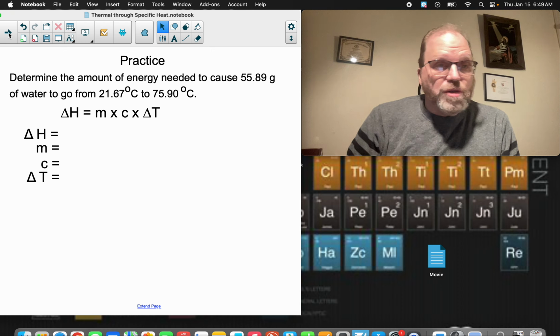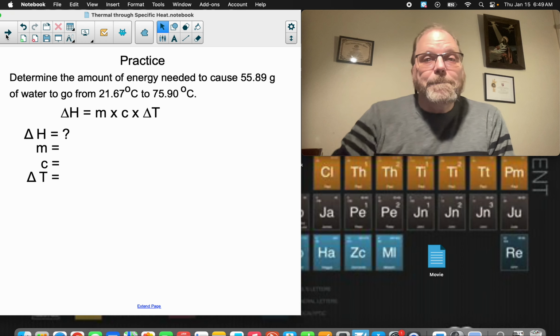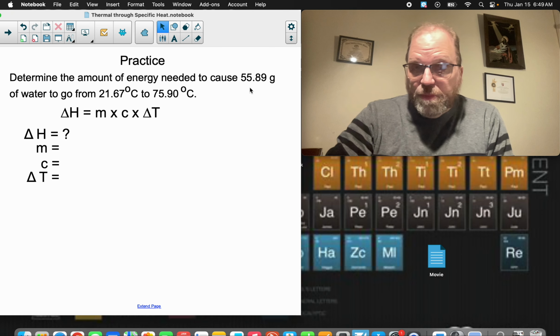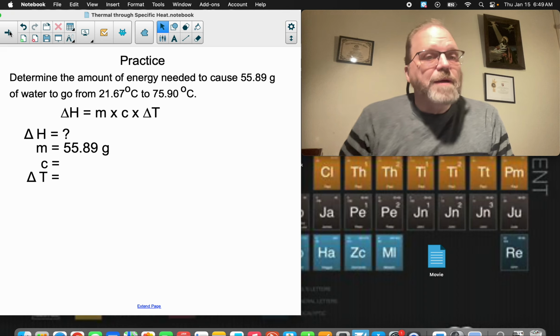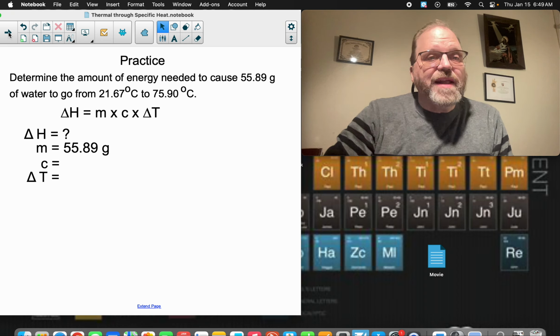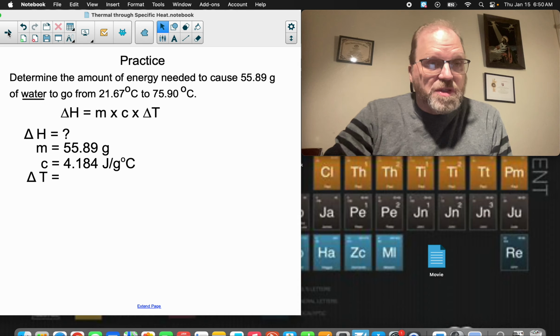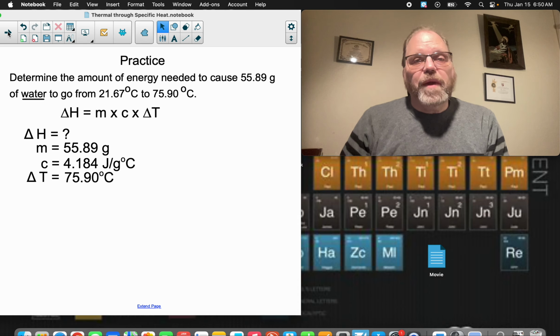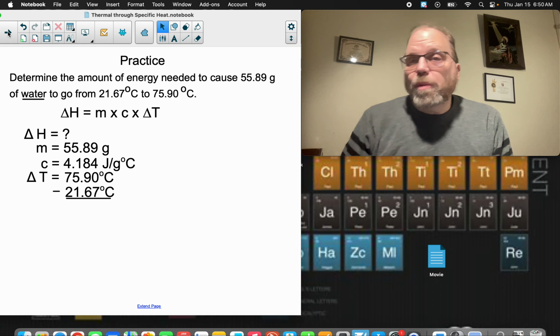Do we know delta H? Well, determine the amount of energy, so that's my question mark. That's what I'm looking for. Mass is in grams again. Look at the problem, the answer there is 55.89 grams. C, well, it does say that it's water, so it's 4.184 joules per gram degree Celsius, because it's always the same. And delta T, well, we have 75.90. We're going to subtract from that 21.67.